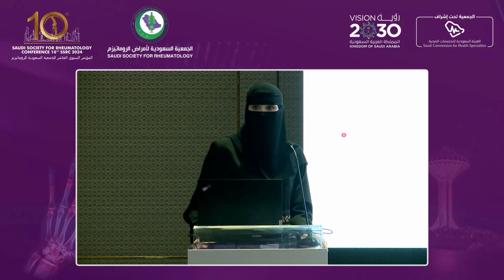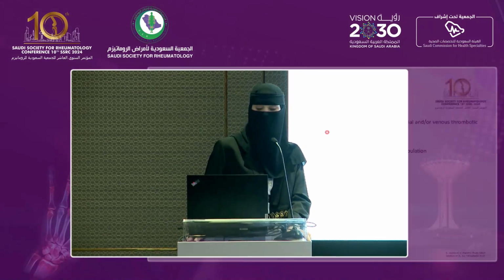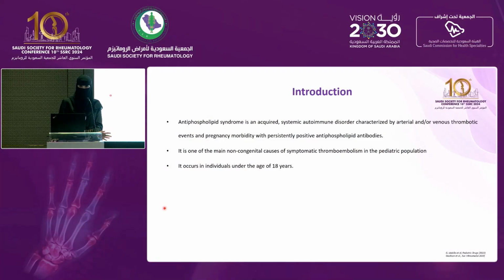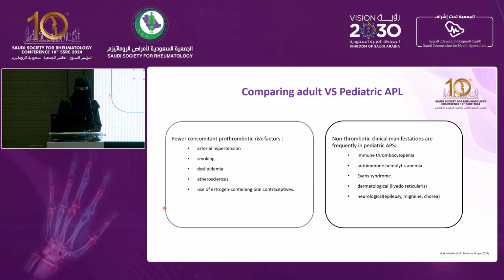As an introduction, antiphospholipid syndrome is an acquired systemic autoimmune disorder that presents with arterial and venous thrombosis. It is also associated with pregnancy morbidity in adults, with persistence of antiphospholipid antibody in the patient's serum. It also occurs in pediatrics, usually presenting below the age of 18 years.